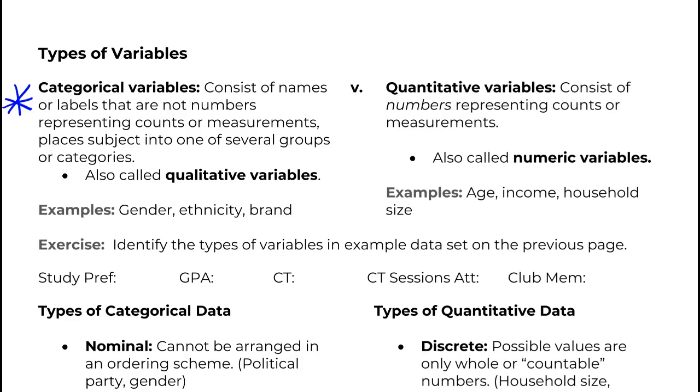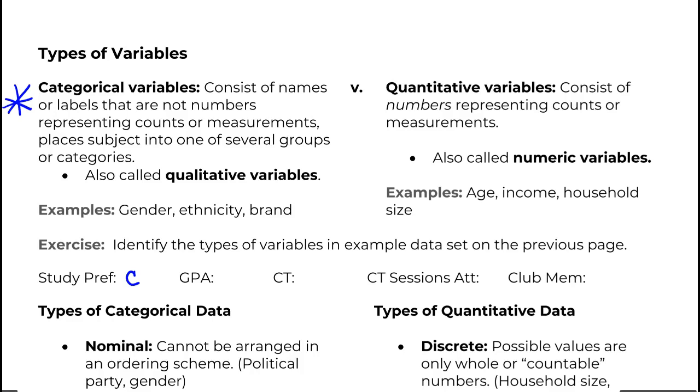So we have our first exercise. I'm having you identify the types of variables in the example data set on the previous page. Now on an exam, I don't normally give you the data set because I think that makes it a little easier. Instead, I will just say study preferences: alone, small group, or big group. And you would recognize, okay, that's categorical. They're just choosing one of these three categories to put themselves in.